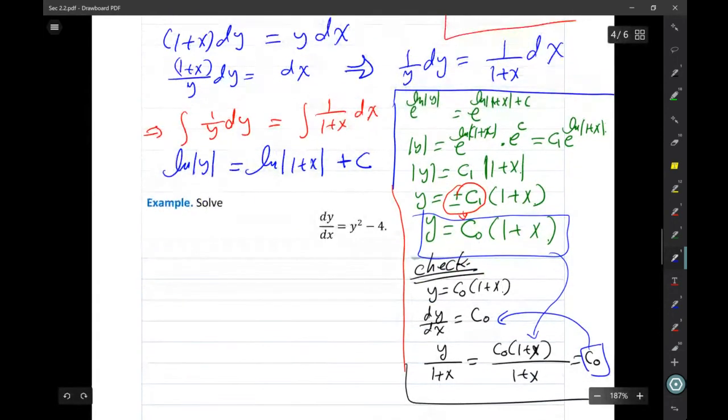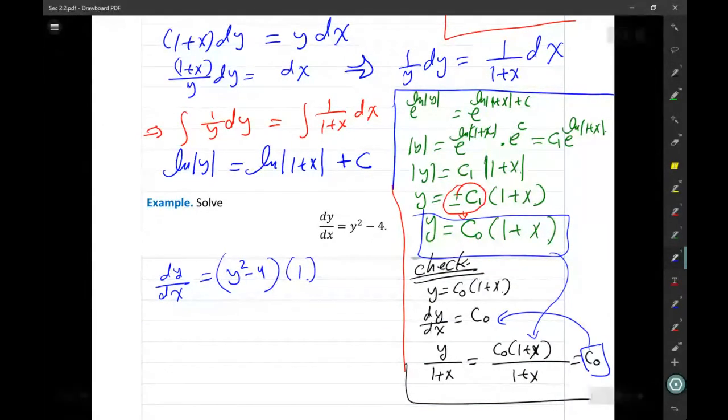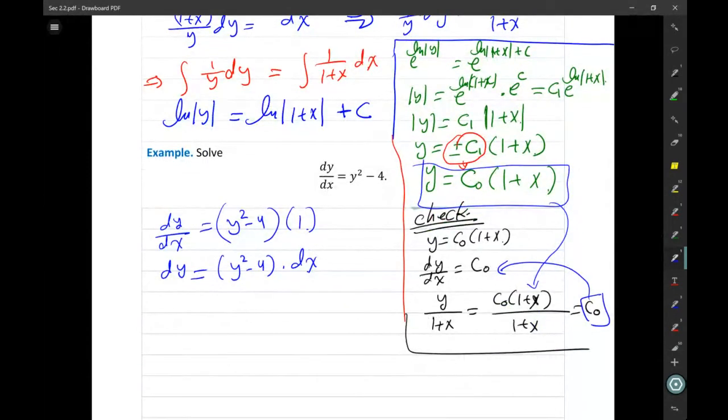Listen to me. Here we have dy by dx equal to y square minus 4 times 1. Right? When you multiply both sides by dx, it becomes dy equal to y square minus 4 times dx. To separate, divide both sides by y square minus 4. So 1 by y square minus 4 dy is equal to 1 times dx. Now you need to integrate both sides.